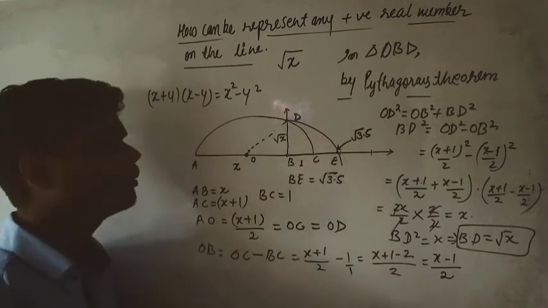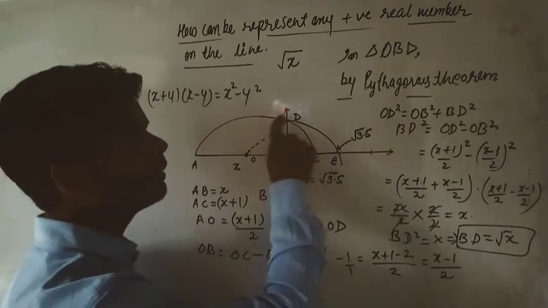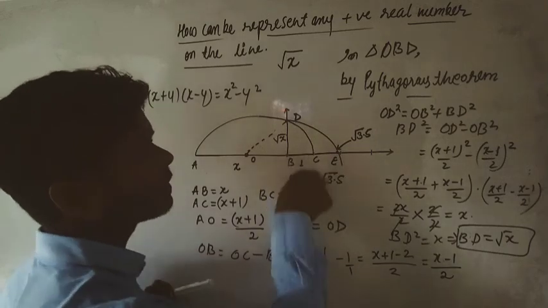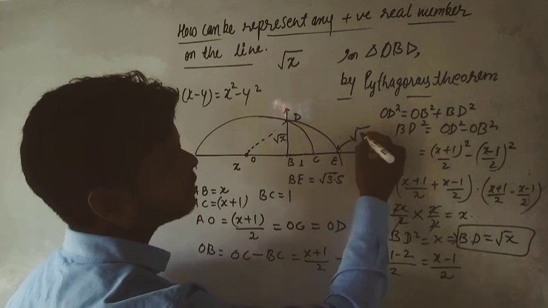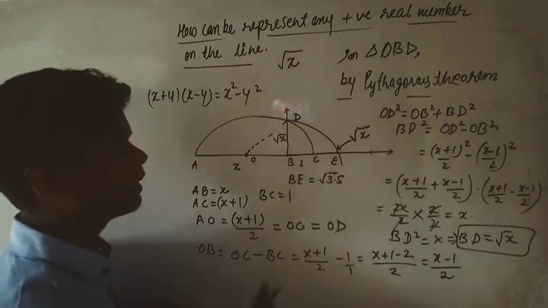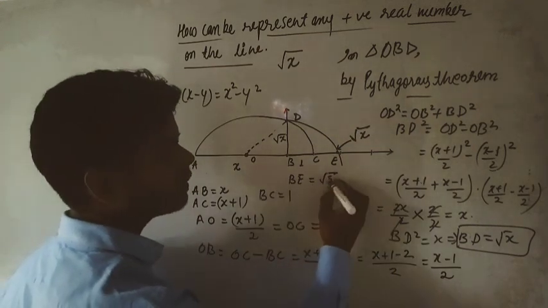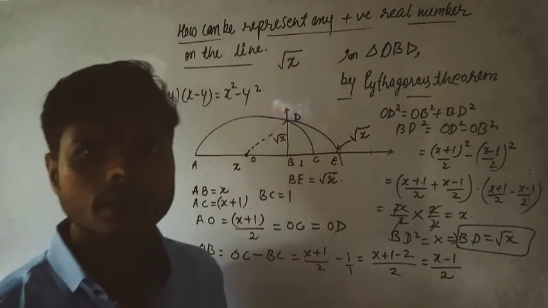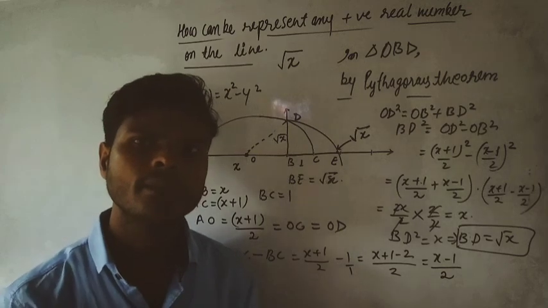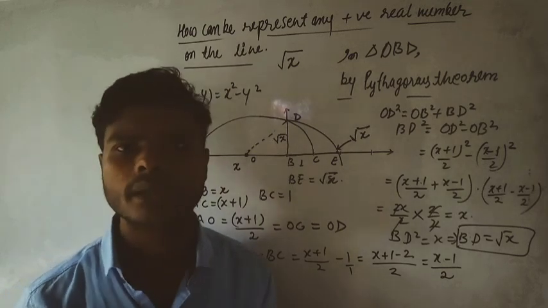Now we know how we can define this value. We have to draw an arc which cuts the line at a point E. This point E represents square root x on the number line, and BE represents square root x. It is very simple. In this way we can describe all the positive real numbers on the number line.